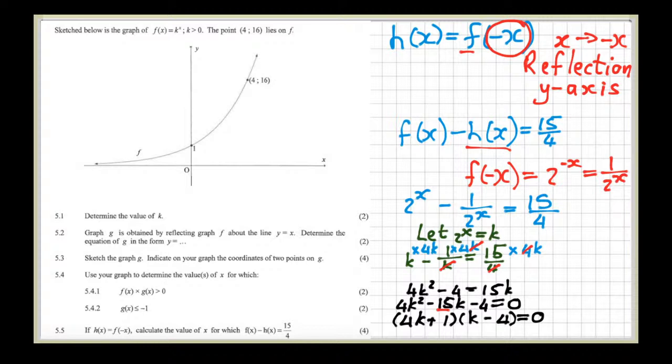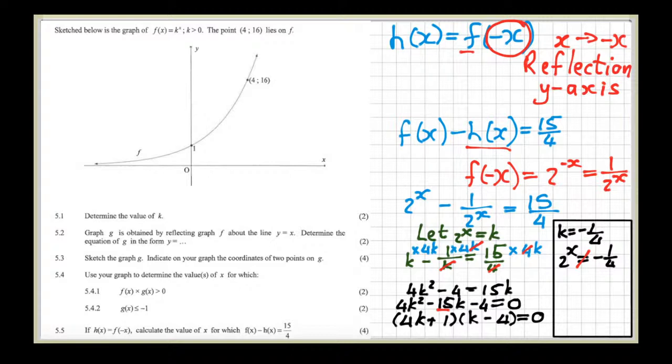If I look at this new one, and I'm just going to do a nice bracket here on the side for myself, I'm going to get 2 possible solutions. K equal to negative a quarter, which means 2 to the x is equal to negative a quarter. But is this possible? No. Just want to make sure, yes, it's not possible because 2 to the x cannot be a negative number.